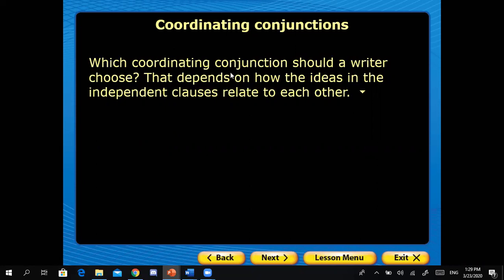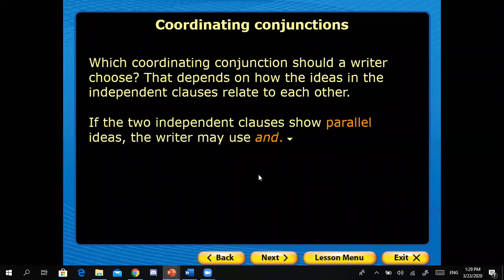Mr. Anthony, which coordinating conjunction should a writer choose? That depends on how the ideas in the independent clauses relate to each other. If the two independent clauses show parallel ideas, the writer may use and. We can also say if the second clause adds more information to the first sentence, we can also use and. Right, Mr. Anthony? Yes. And adds more information, and also has parallel ideas, as well as adding more information.